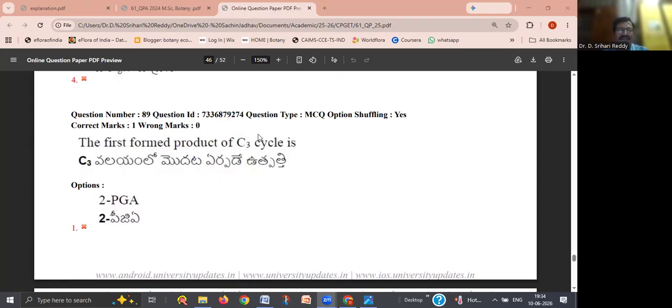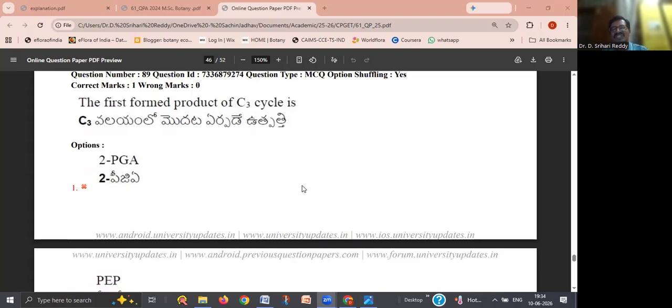And you know one thing, in the first reaction there is one famous enzyme present, called Rubisco. Ribulose bisphosphate carboxylase is the full form of Rubisco. It is the most abundant protein present on the earth. This is one more important question. The most abundant protein on the earth is Rubisco, ribulose bisphosphate carboxylase. It catalyzes the first reaction in the C3 cycle.